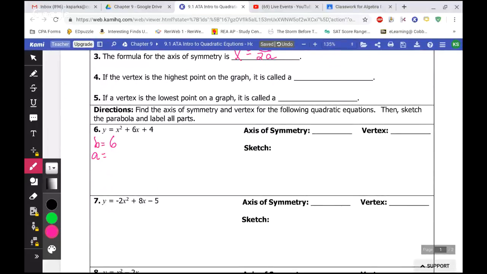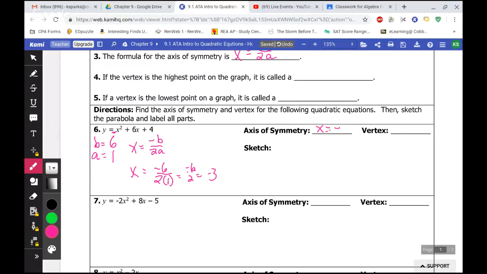So what's the a? Yeah, it is 1, the understood coefficient on that one right there. That's your b, that's your a value. So x equals the opposite of b over 2a. What is the opposite of b in this case? If b is 6, what is the opposite of 6? Negative 6. Good job. Over 2 times a, which is 1. So that's -6 over 2, which is -3.